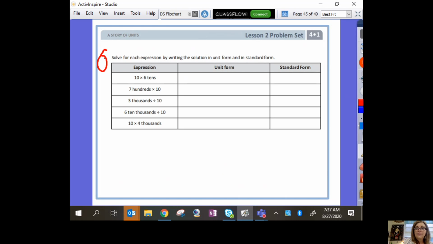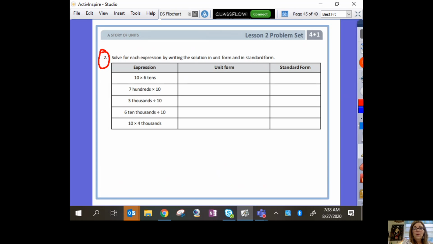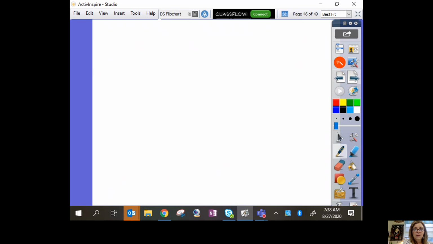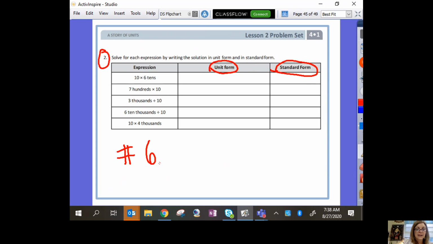So if you need to draw your place value charts, I encourage you to do so. That is a visual that will help you figure this out in chart form. So we're just going to use unit form and standard form once you work out these multiplication and division equations. So that's number 2. And I don't have that on here. I also want you to do number 6. It's a word problem, number 6. So I want you to work that one out.